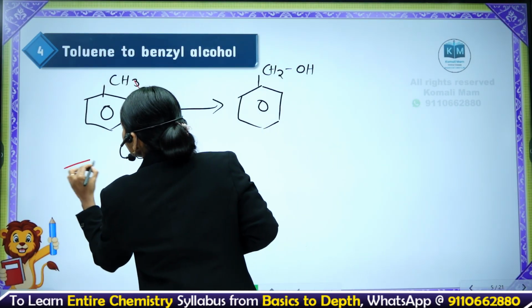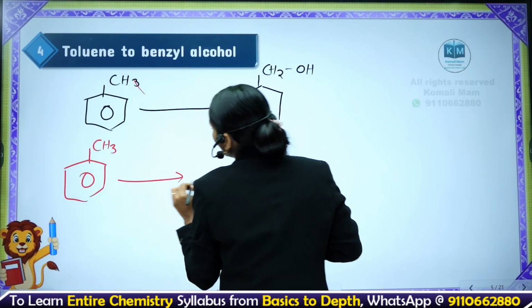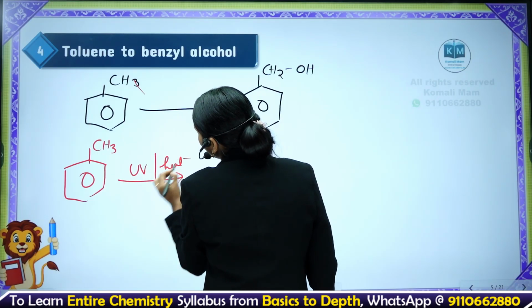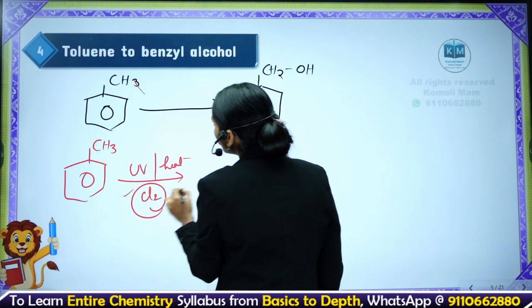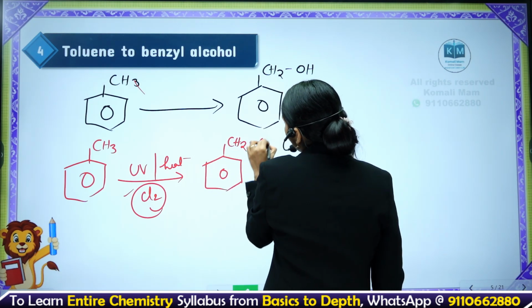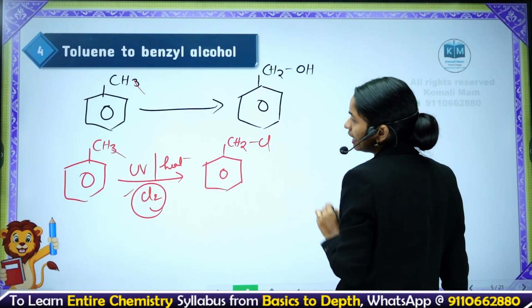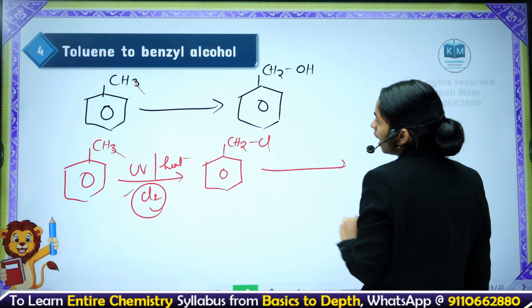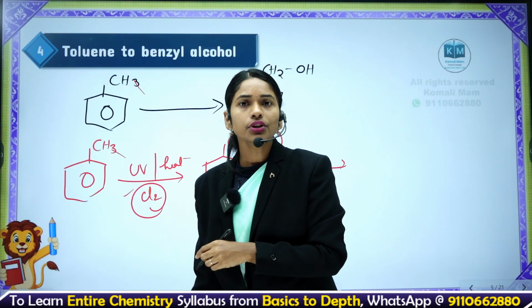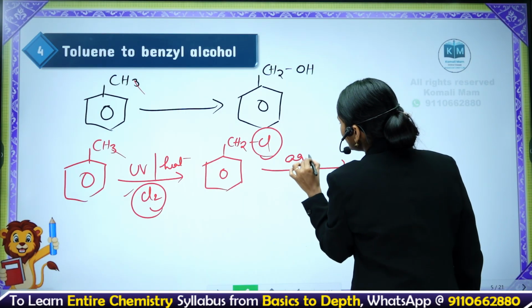Now what you do is take CH3, then do UV or heat chlorination. When you do chlorination, then allylic substitution takes place. Here one H goes out, we will be getting chlorine here, and then halogen replacement. How can we do it? Just now, in the previous question, we learned aqueous KOH. If you use these two, it is very easy.